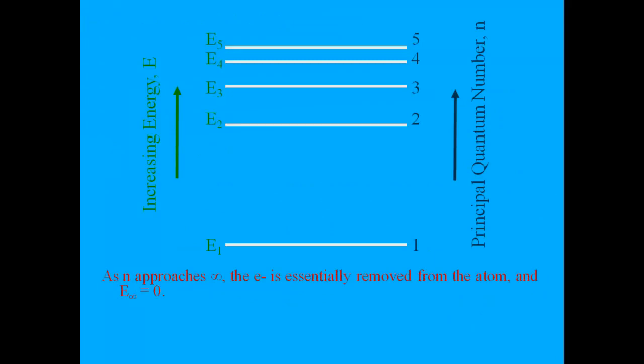Here's a picture of increasing energies. If you start at level 1, in order to get to 2, you would need to absorb energy. And in order to get to 3, you would need to absorb more energy. So as n approaches infinity, or as your energy levels get greater, the electron is essentially removed from the atom and the energy will become 0. Once the electron gets too far away from the nucleus, it will not have anything really holding it to the atom. So as the energy levels get bigger, the electron gets further and further away from the nucleus and eventually will not have anything holding it to the atom.